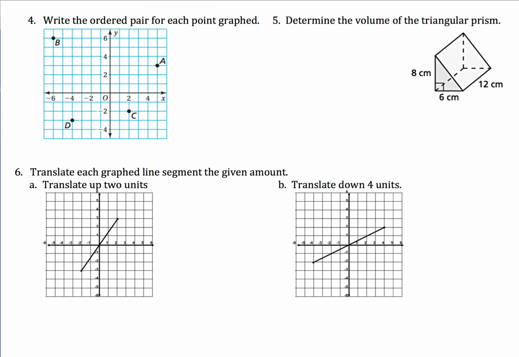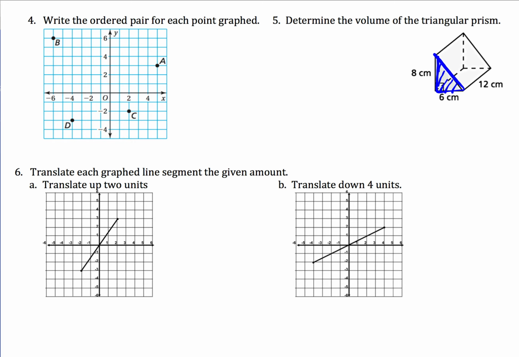Number 4, write the ordered pair for each point graphed. There's 4 of them there. Where is A located? Where is B located? Just write the x, comma, y ordered pair. Number 5, find the volume of the triangular prism. Remember, it's base area times height. The base is a triangle, and the height would be 12.